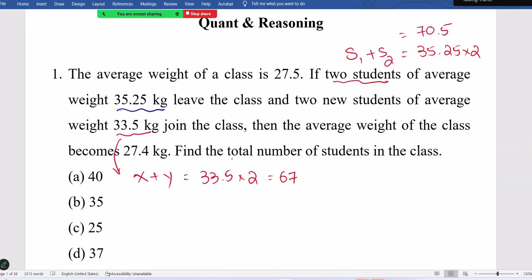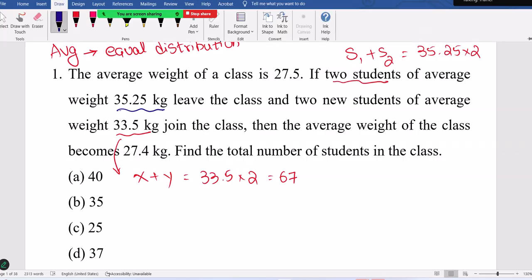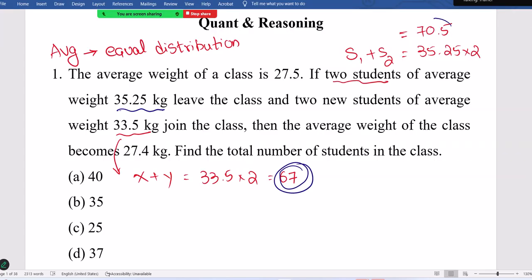Now see, this is averages, no need to use any formula. Average is basically equal distribution. Guys, average is basically equal distribution. Give it to everybody equally. Equal distribution should be performed. Now 70.5 is the previous, now that becomes 67. So 3.5 is decreased, but average decreased by 0.1.